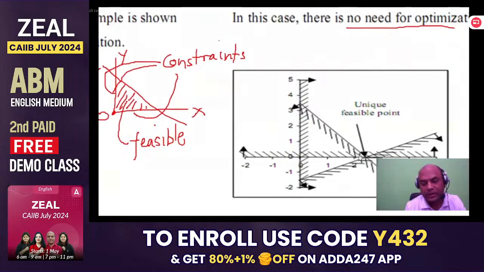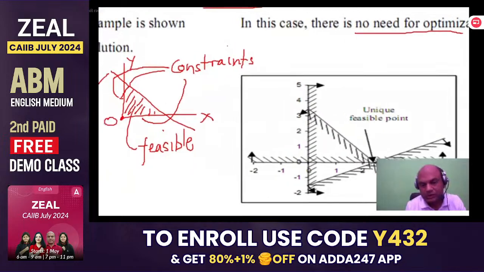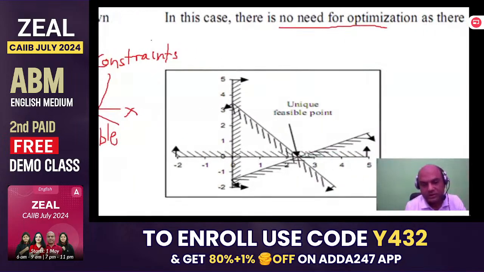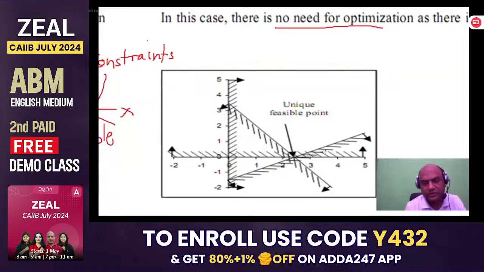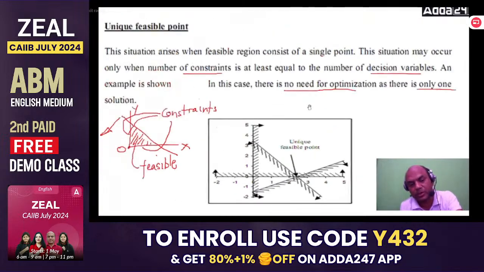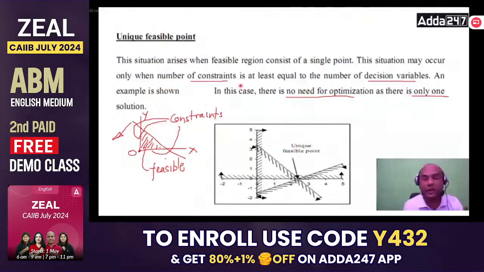Look at this figure, all the constraints, this constraint, this constraint, and this constraint. There are three constraints over here. This dark line inside, this dark line on this side, and this dark line over here. They are meeting at a single point. So whenever they meet at a single point, this is known as a unique feasible point. So these are the 5 cases which are asked in the exam.